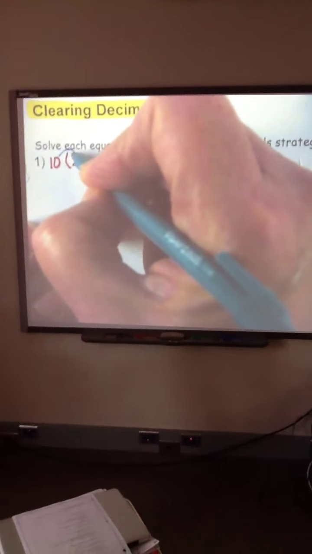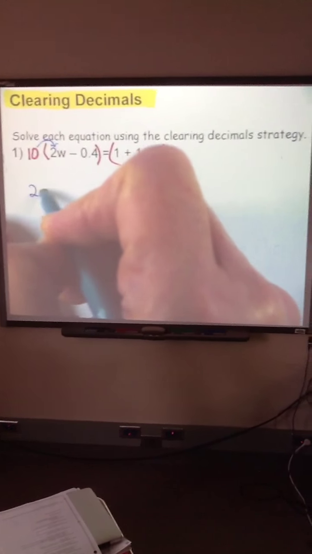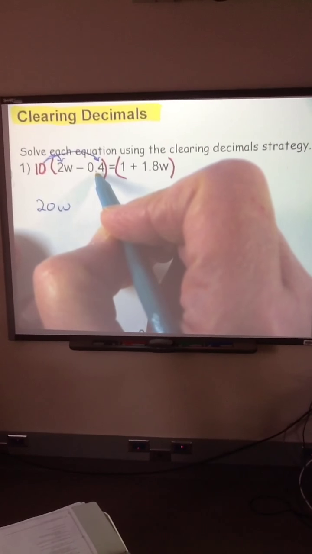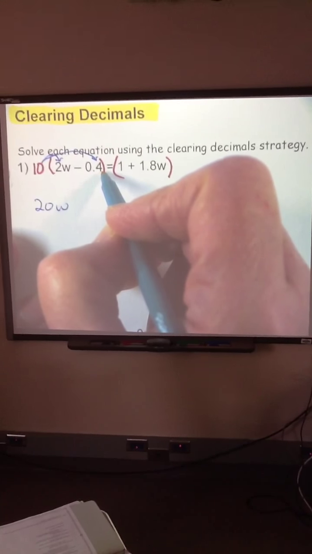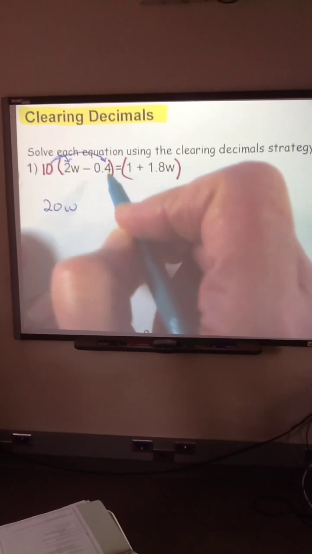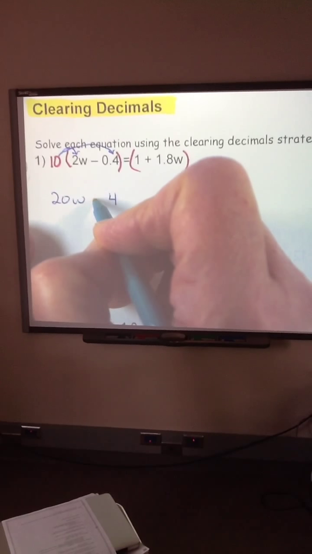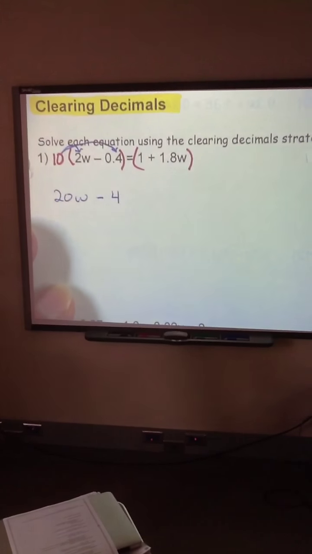So 10 times 2w would be 20w. 10 times 0.4 moves that decimal point one place to the right. So instead of 0.4, it is now just 4. And because there's a subtraction sign there, we put a subtraction sign there.